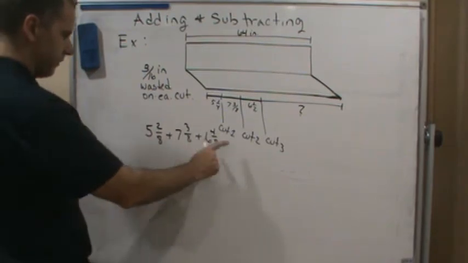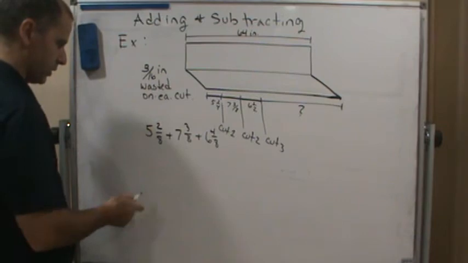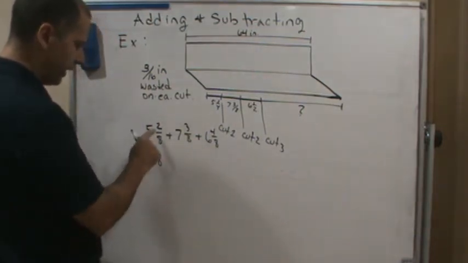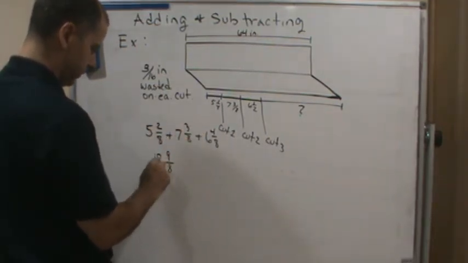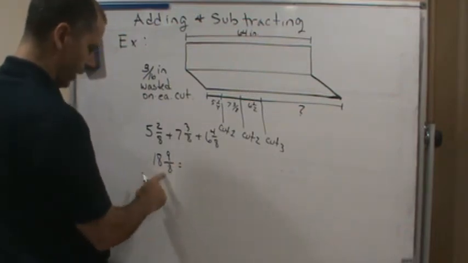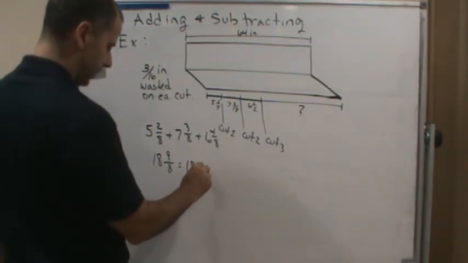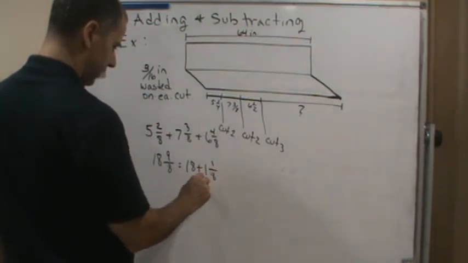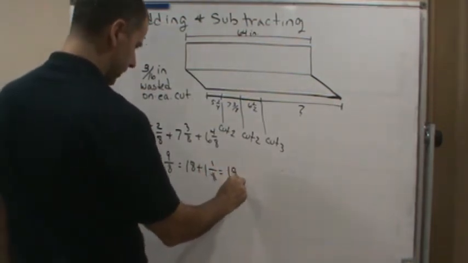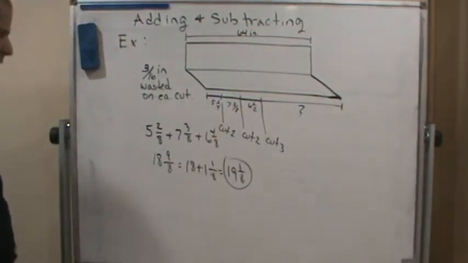And now I'm going to add the fractional parts and the whole numbers. So it's going to be 5, 7, and 6, which gives me 18. And then I add the numerators and keep the denominator. So 2, 3, and 4 give me 9/8. Now, so this is equal to what? Now I'm going to write this as a mixed number. So it's going to be 18 plus 1, right? And 1/8, which gives me 19 and 1/8. Now that's just these 3 pieces.